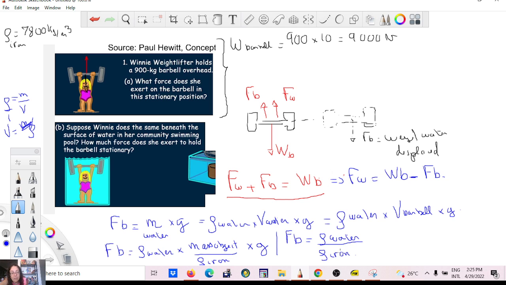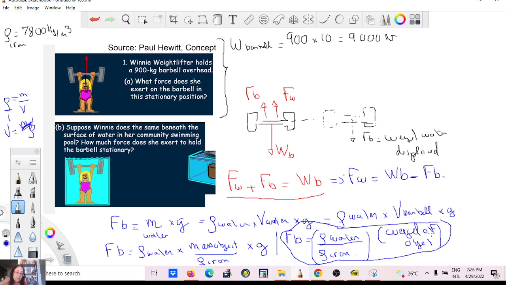So the density of water divided by the density of the object, times the mass of the object times g, so that will be your weight. Okay, so this will be the weight of the object. I want you to write that down somewhere if you are taking a test or just to remember. It's something that you should know, because then it will be faster. You don't have to do all those steps next time.